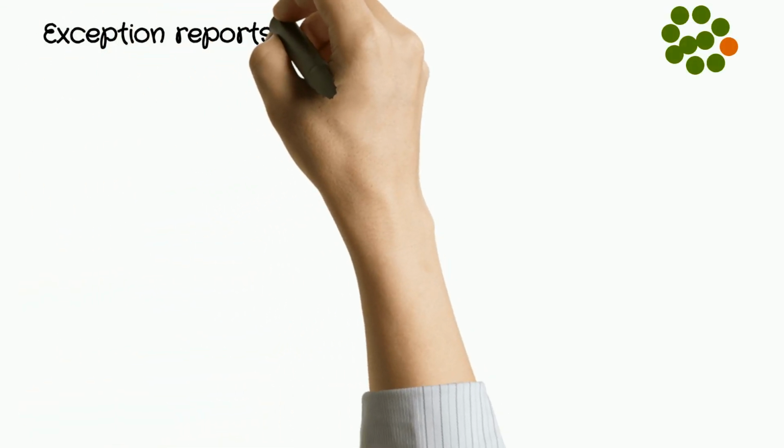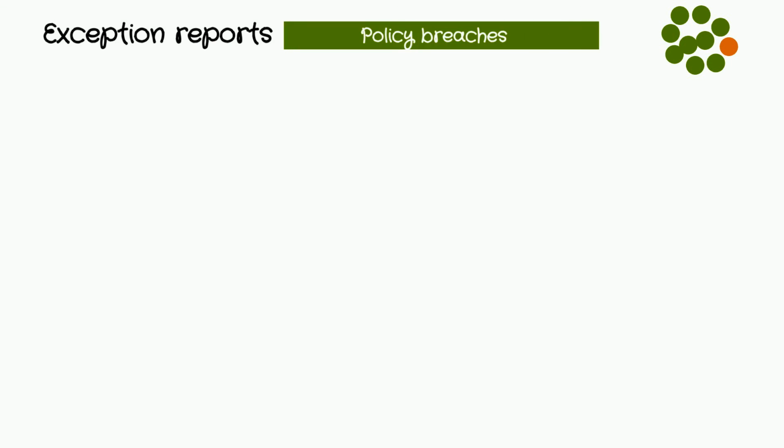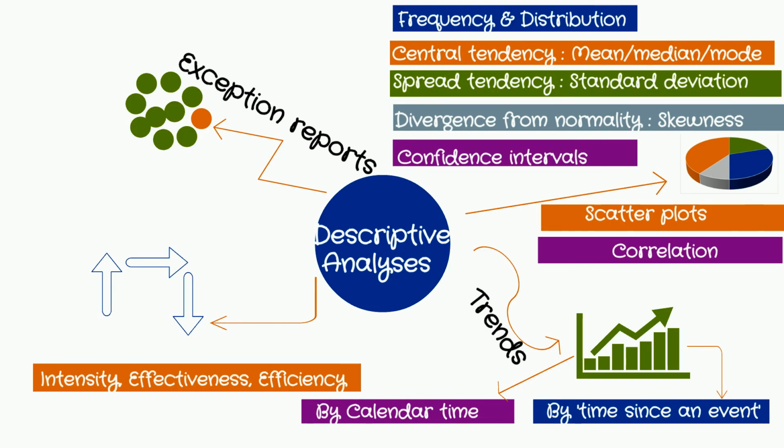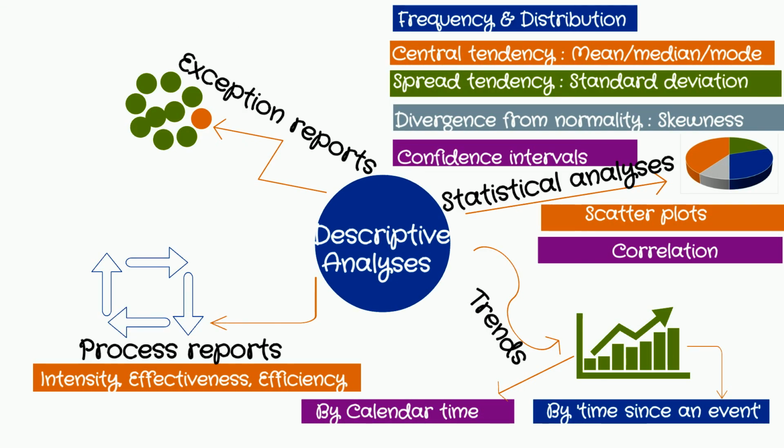Finally, some exception reporting can be done to highlight things like policy breaches. In this example, it's useful to know for how many times when the painted car entered the general assembly shop there were no supplier parts available, as that causes delays. As discussed before, it is also not valuable to have a high number of supplier parts available, as that causes storage challenges. Let's bring all the types of descriptive analysis together to give you a final framework for your own use.